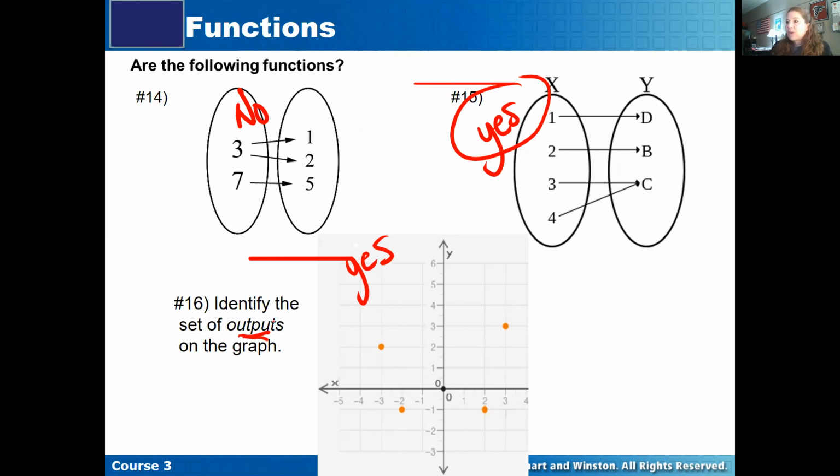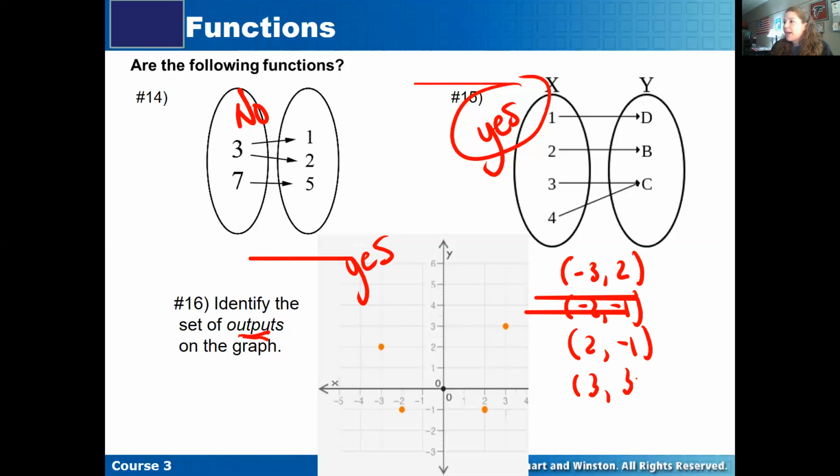So let's say we wrote out the coordinates of these 4 points. What is the coordinate for this one? The first one is -3, 2. The second one is -2, -1. The third one is 2, -1. And the fourth point or dot is 3, 3, right?